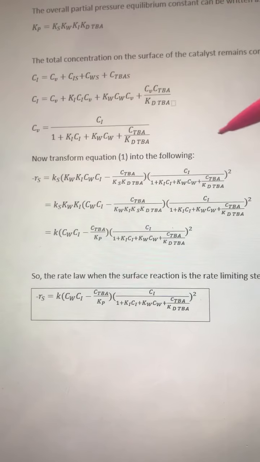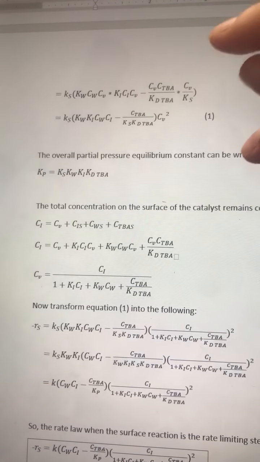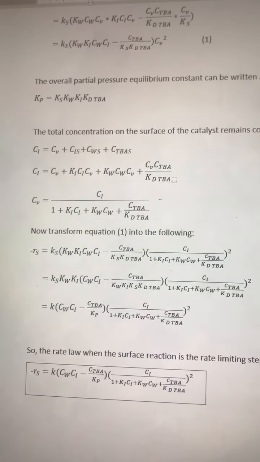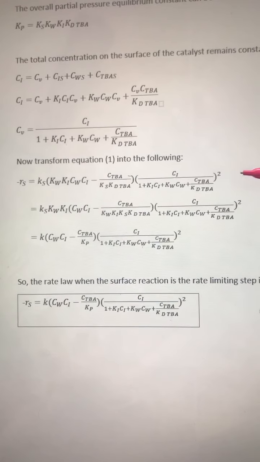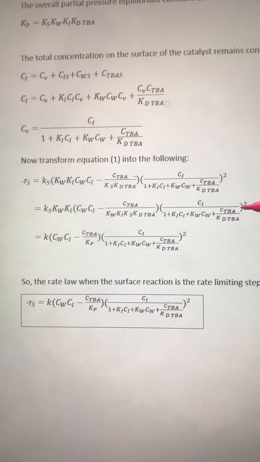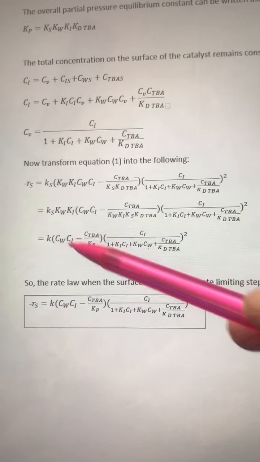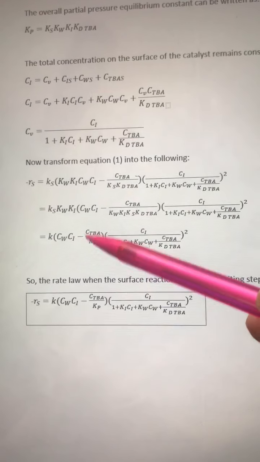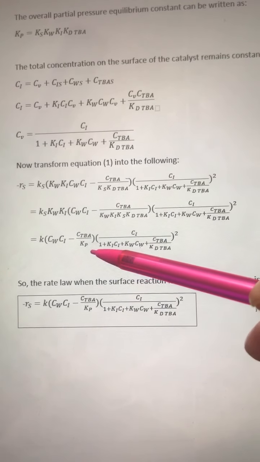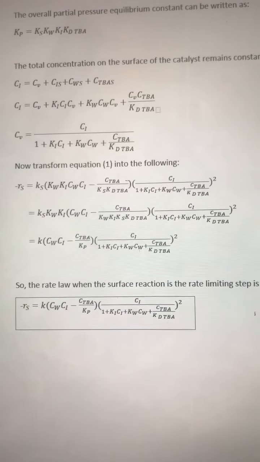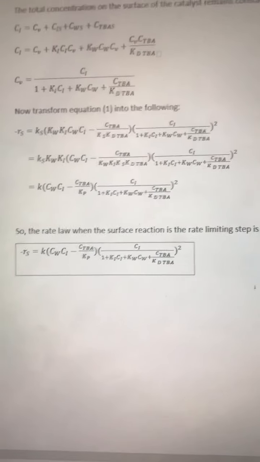Finally, we are going to take equation 1 that we solved for earlier and throw in our C_V's. So this allows us to get this equation, and then here we're going to solve for little k, and then use our equation for the overall partial pressure equilibrium constant, K_P, down there, and that's our final rate law when the surface reaction is the rate limiting step.